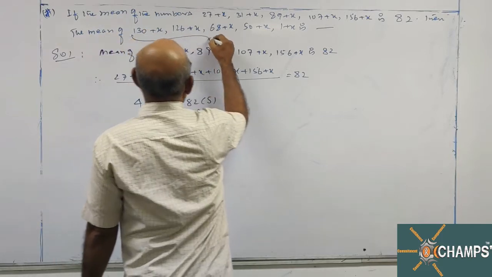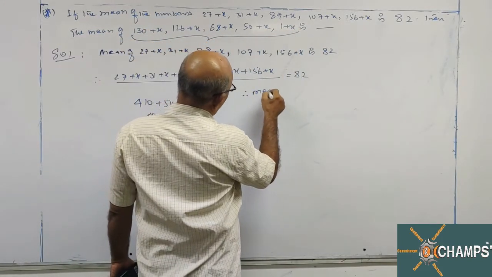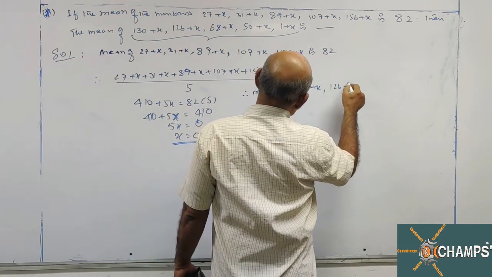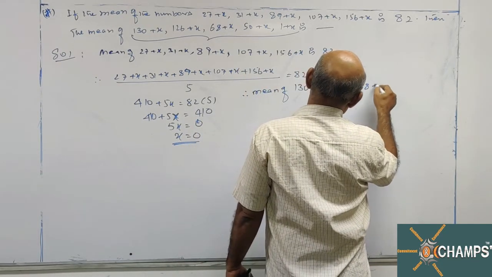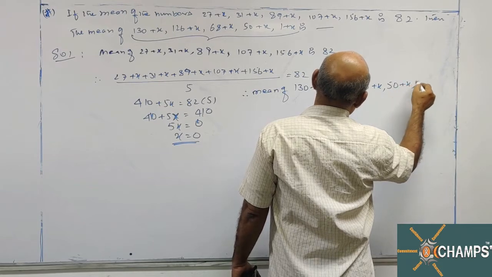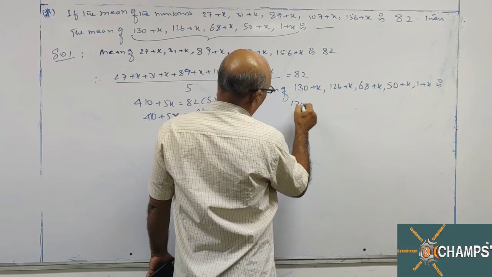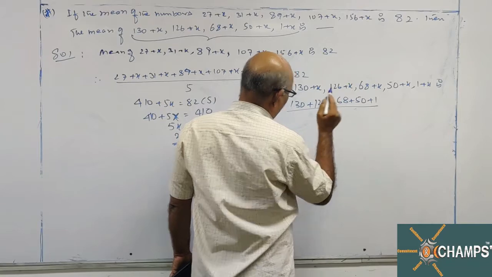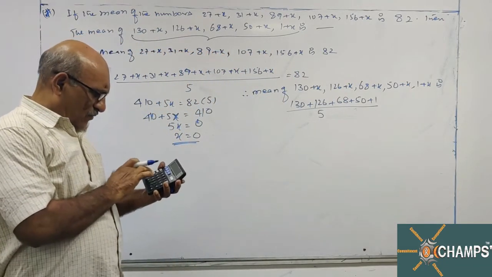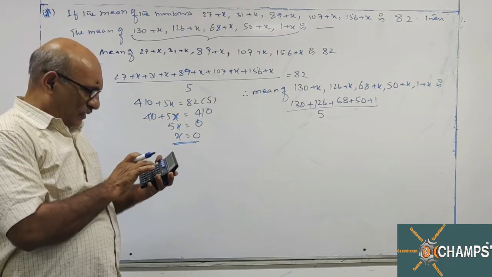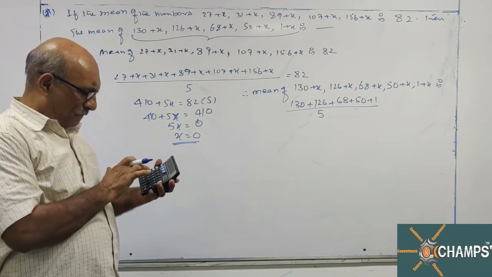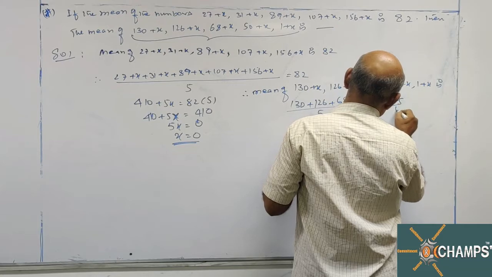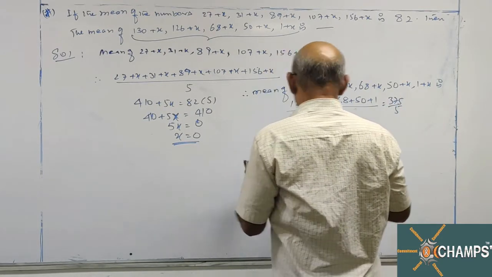Now you have to calculate the mean of this. Therefore, mean of 130 plus x, 126 plus x, 68 plus x, 50 plus x, 1 plus x is 130 plus 126 plus 68 plus 50 plus 1 divided by 5. 130 plus 126, 68, 50 plus 1, that is 375. 375 divided by 5. This is 75.